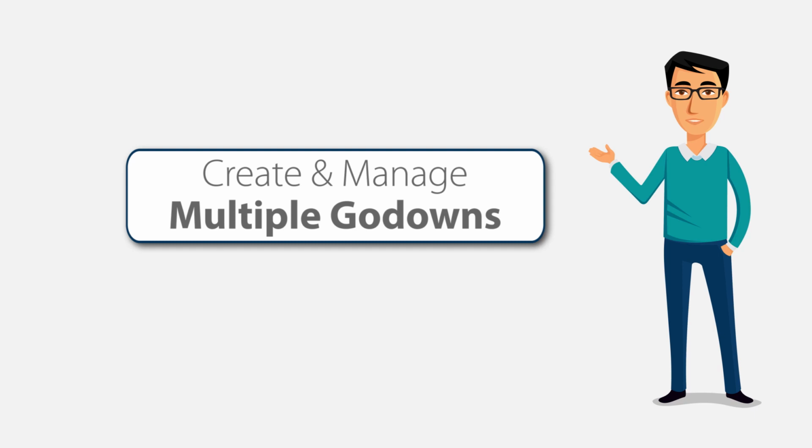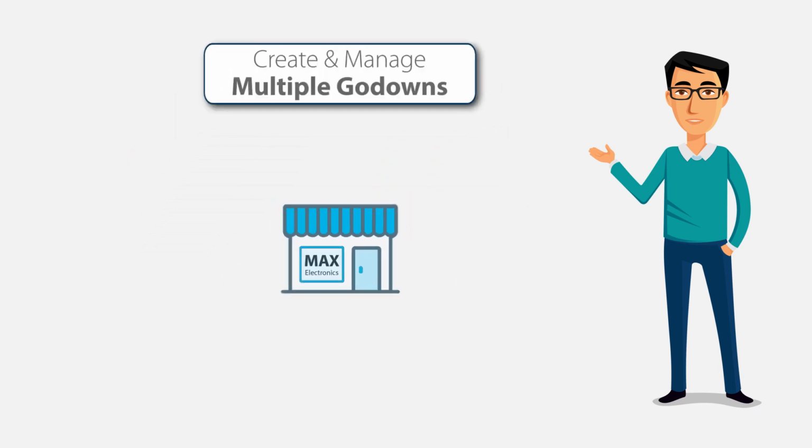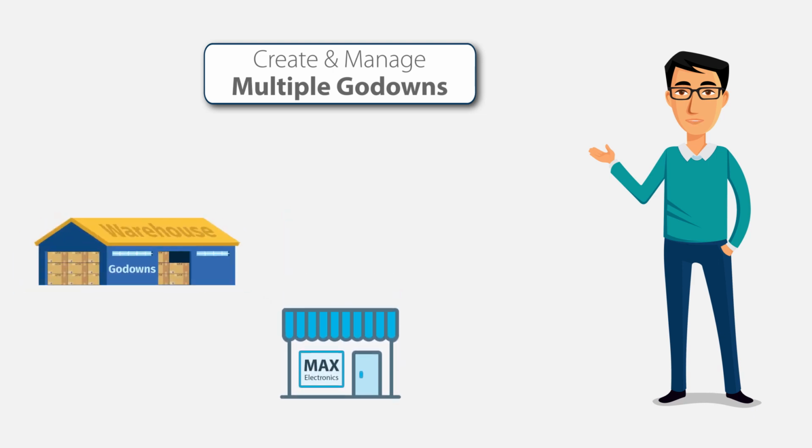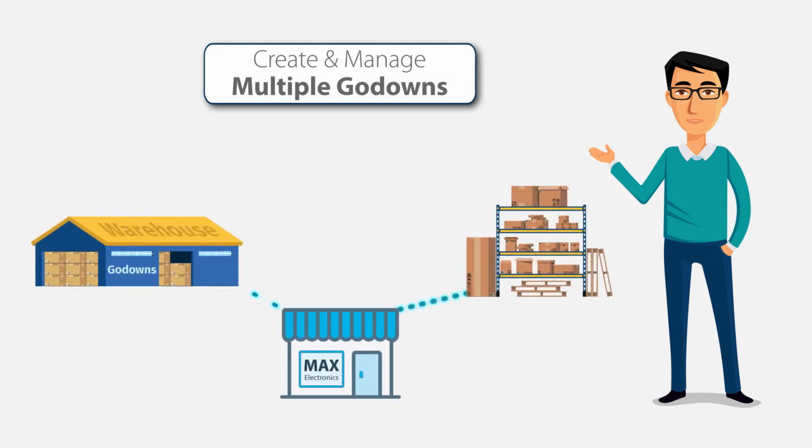In this session, we will learn how to create and manage multiple godowns in TallyERP 9. It's quite common for businesses to have inventories at multiple physical locations, such as a warehouse or shops, etc. For some businesses, a physical location can also be bins, racks, cabinets, or anything in which the inventories are stored, tracked, and managed. Let's learn how to create these in TallyERP 9.